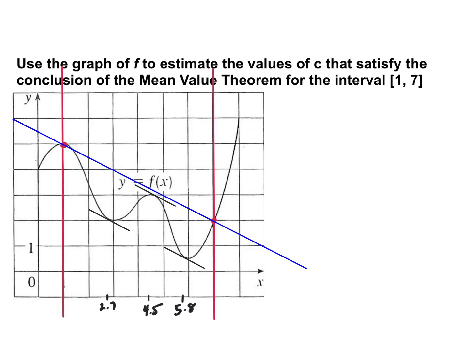Above, what do you mean? What's the c value? Good. I agree. 4. Anybody have other ones? Okay, so this is the general idea of the concept. Draw the secant line, find lines that are tangent lines that are parallel to it, and then you can just kind of eyeball it. Okay?